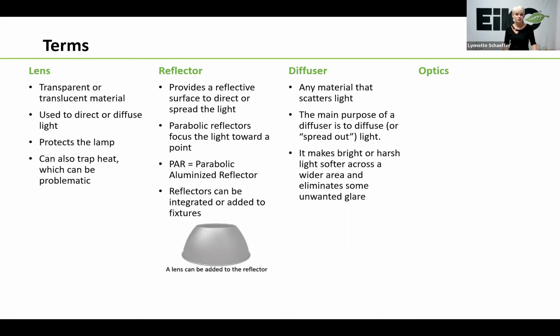It's not uncommon to use a lens and a diffuser together. As a matter of fact, in a lot of our LED products, you'll see that they actually have a diffuser and a lens. The diffuser is there to help with the glare. The lens is there to help get some of that light out and disperse it a little bit further. And then the last one we have is optics.